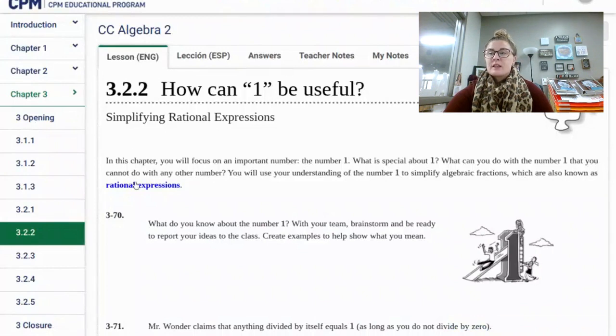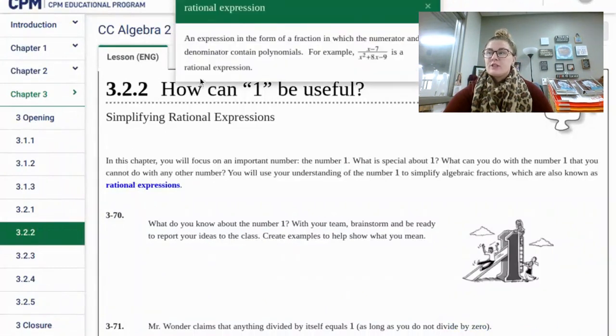So I'm going to go over here and I'm going to click on our rational expression definition. Please write this in your notes. A rational expression, so this is an expression in the form of a fraction in which the numerator and/or denominator contain polynomials. And this is an example that we have right here. So take a second to get that written down in your notes, please.